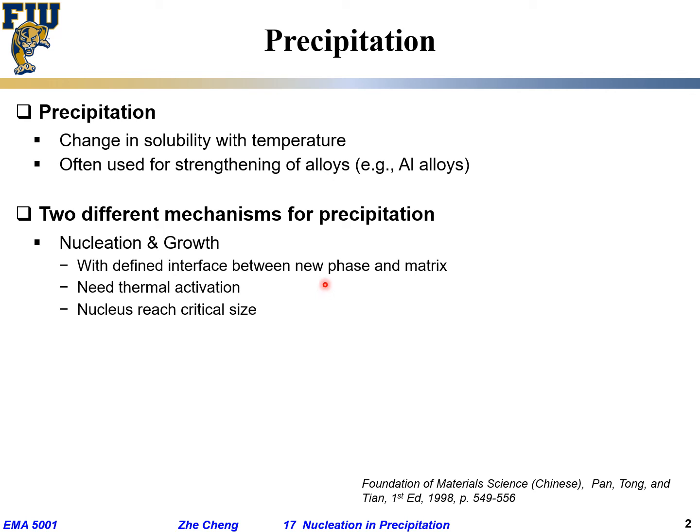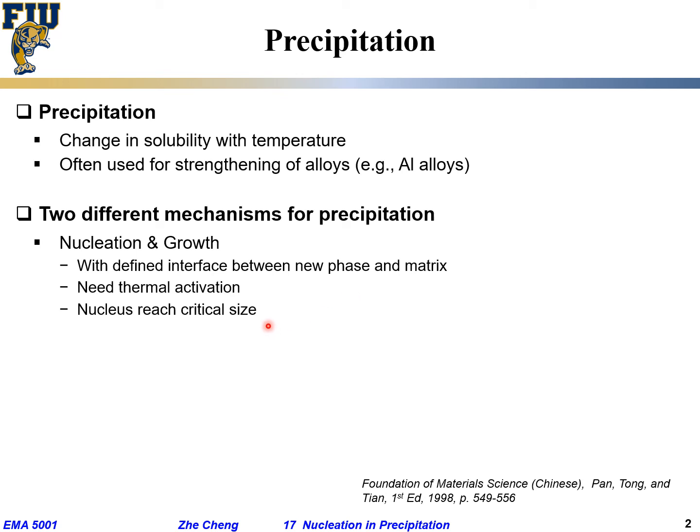And as we mentioned, the defined interface between the new phase and the matrix may come from difference in lattice parameter. For example, as people observed in the system of copper and silver, both of them have the same FCC crystal structure, but the precipitation occurs due to the very different lattice parameter. It may also happen due to a different crystal structure, which, for example, people see in the alpha iron to alpha iron plus cementite phase transformation.